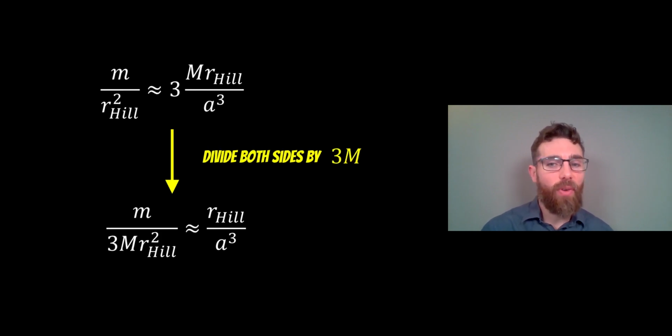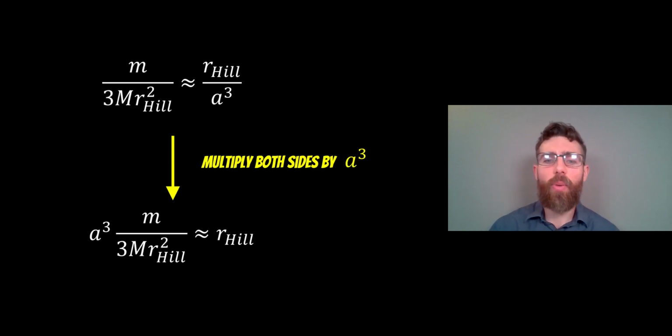So now we can divide both sides by 3m, because we want to basically move everything over to one side and just leave the hill radius on the other. So we do that, which basically means we're now left with the hill radius divided by the semi-major axis cubed on the right hand side. So we need to get that a cubed over to the other side. So then we can multiply both sides by the a cubed, and that will then leave us with the hill radius on one side and the rest of it on the other side.